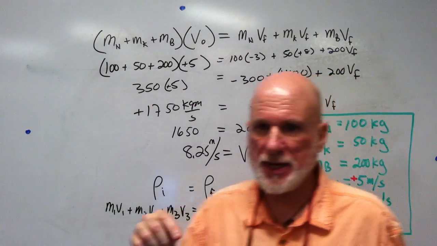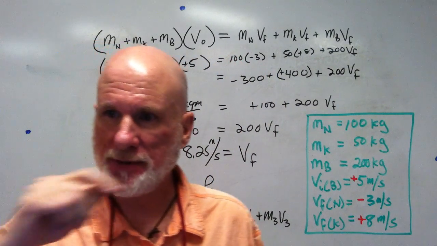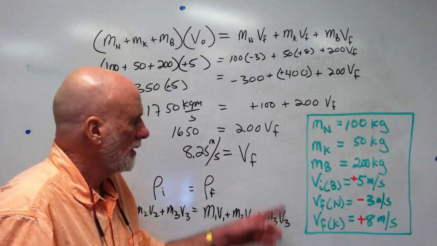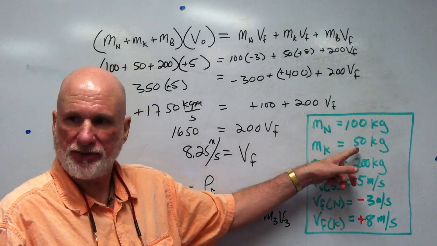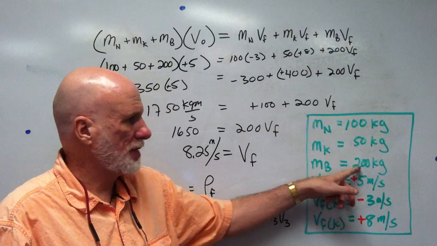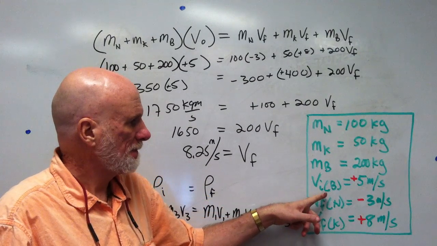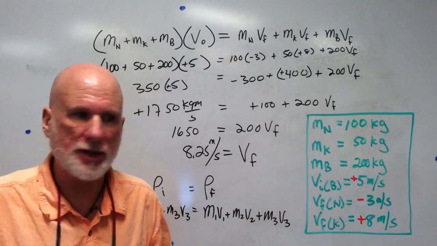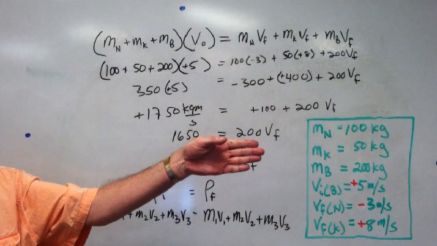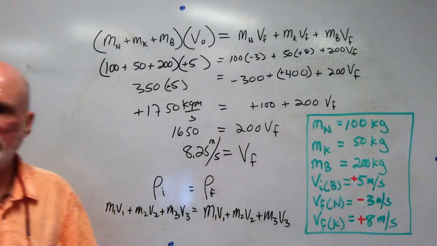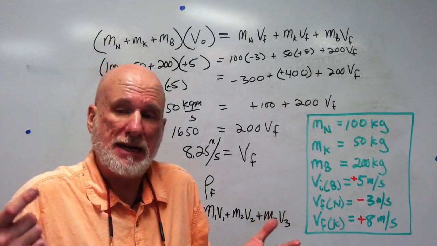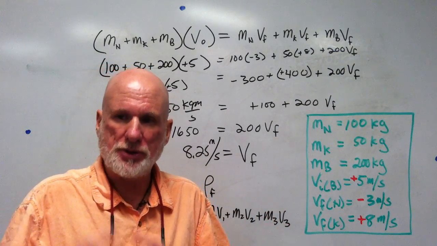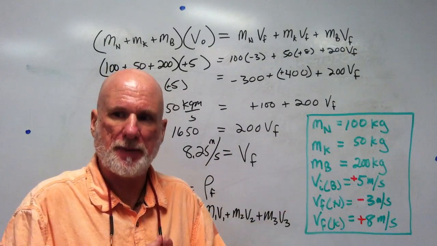Okay, this is an example. Let's review. The mass of Nate is 100 kilograms. The mass of Keith is 50 kilograms. The mass of the boat is 200 kilograms. The boat is moving at 5 meters per second. Remember, it was going that way, 5 meters per second, so that's positive. Initial velocity, remember we always say, is positive. Could be negative, but we're going to always agree that the initial velocity is going to be positive, okay?